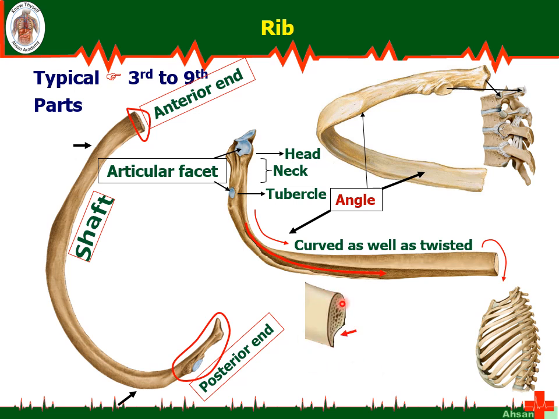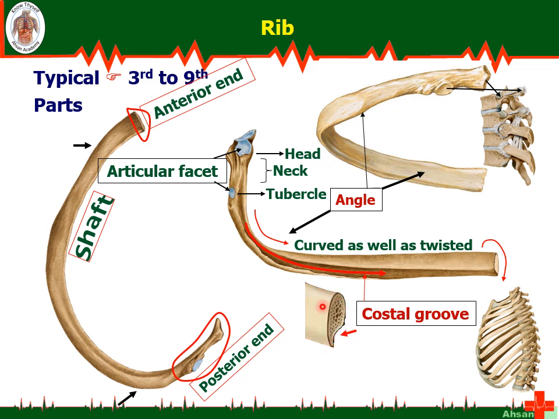And this is the section. You can see close to the lower border, there is a depression. There is a groove. This is known as costal groove. This is running almost throughout the length of the shaft in typical ribs. So the upper border of the typical rib is rounded and the lower border is relatively sharper.